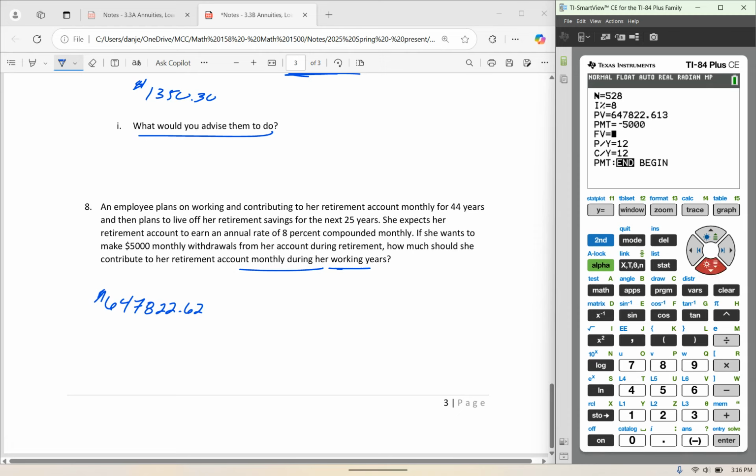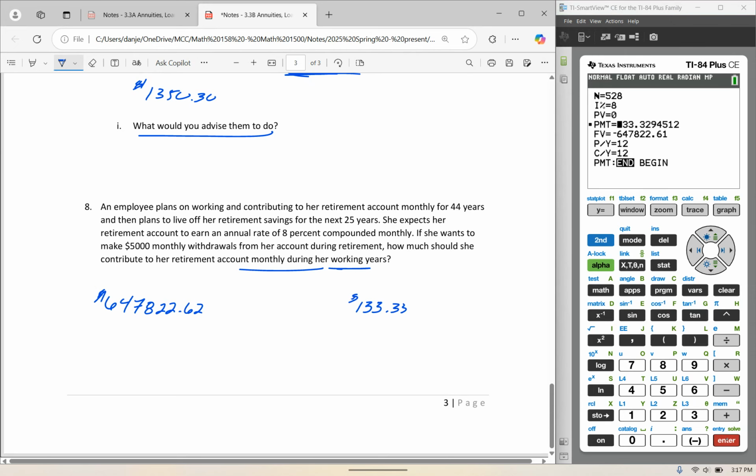So she wants the future value to be $647,822.61, and she's starting with nothing. What would her monthly contributions need to be? She would need to contribute $133 a month. Okay. So that's not bad. $133 a month gets her to that $647,000, $5,000 a month after that.